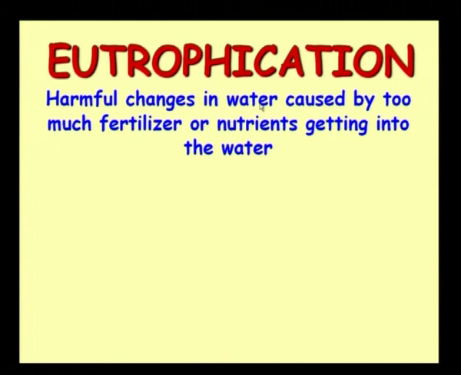The harmful changes in water caused by too much fertilizer or nutrients getting into the water is called eutrophication. For example, in any water ecosystem, when too many nutrients, for example fertilizer, phosphorus, nitrogen, etc., accumulate, what will happen? The water starts getting contaminated, and that process is called eutrophication.